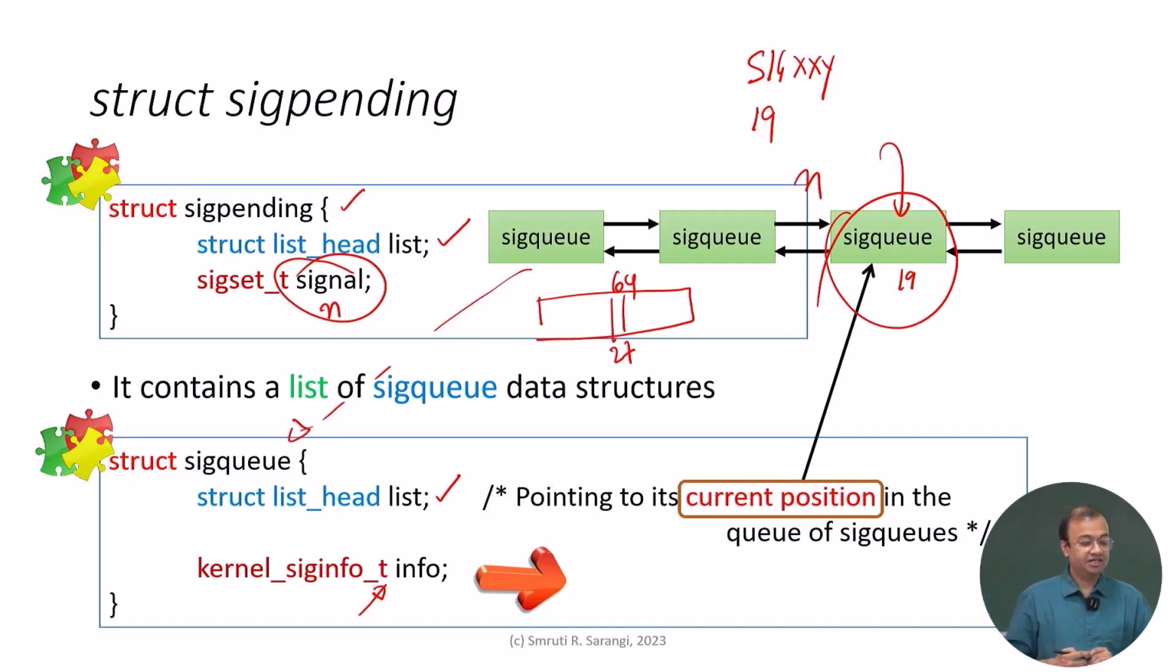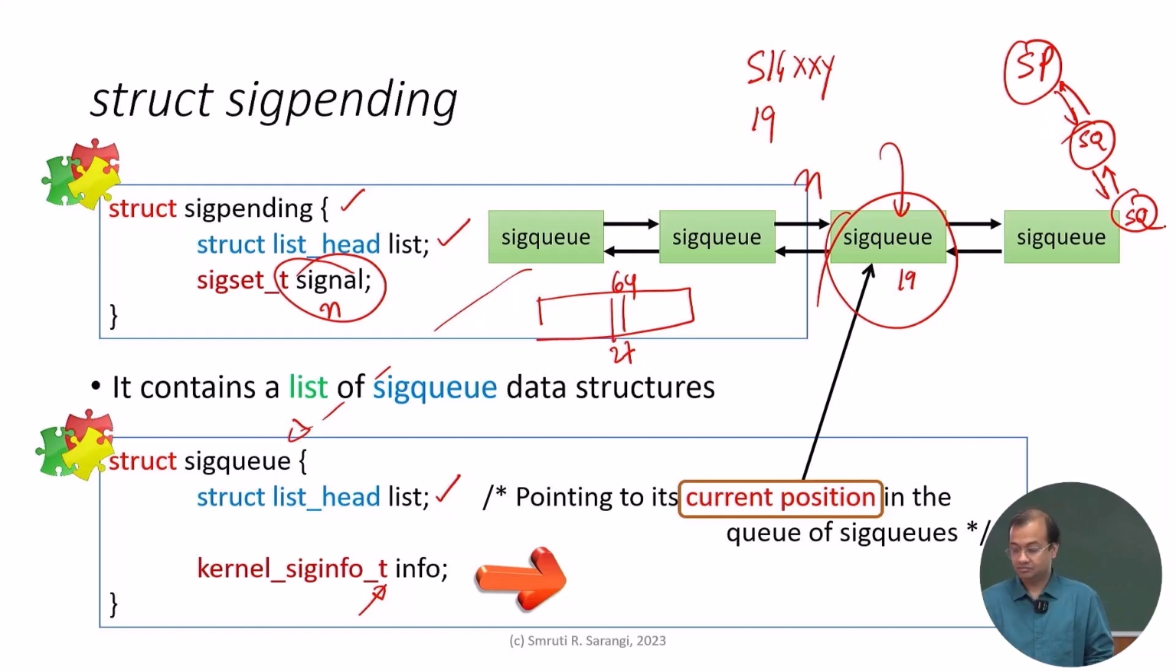Needless to say, sig pending and the sigqueues are a part of the same linked list. It's a doubly linked list. It's a circular linked list. So one of them is a sig pending. The rest all are sigqueues. All right. So far, so good. So the entries are not the same.